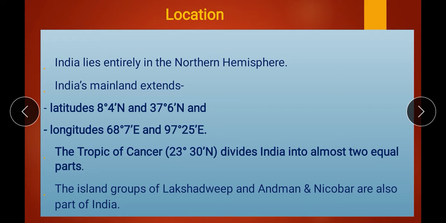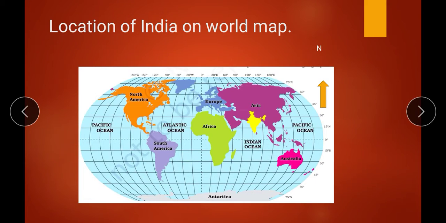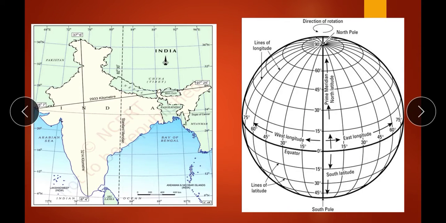For the latitudinal extent we use only the north direction, and for the longitudinal extent we use only the east direction. The latitudinal extent of India is 8 degree 4 minute north up to 37 degree 6 minute north. The longitudinal extent is 68 degree 7 minute east to 97 degree 25 minute east. India is almost located here, in this part. That's why India is located in the northeastern hemisphere. Understand? This is the northeastern direction.